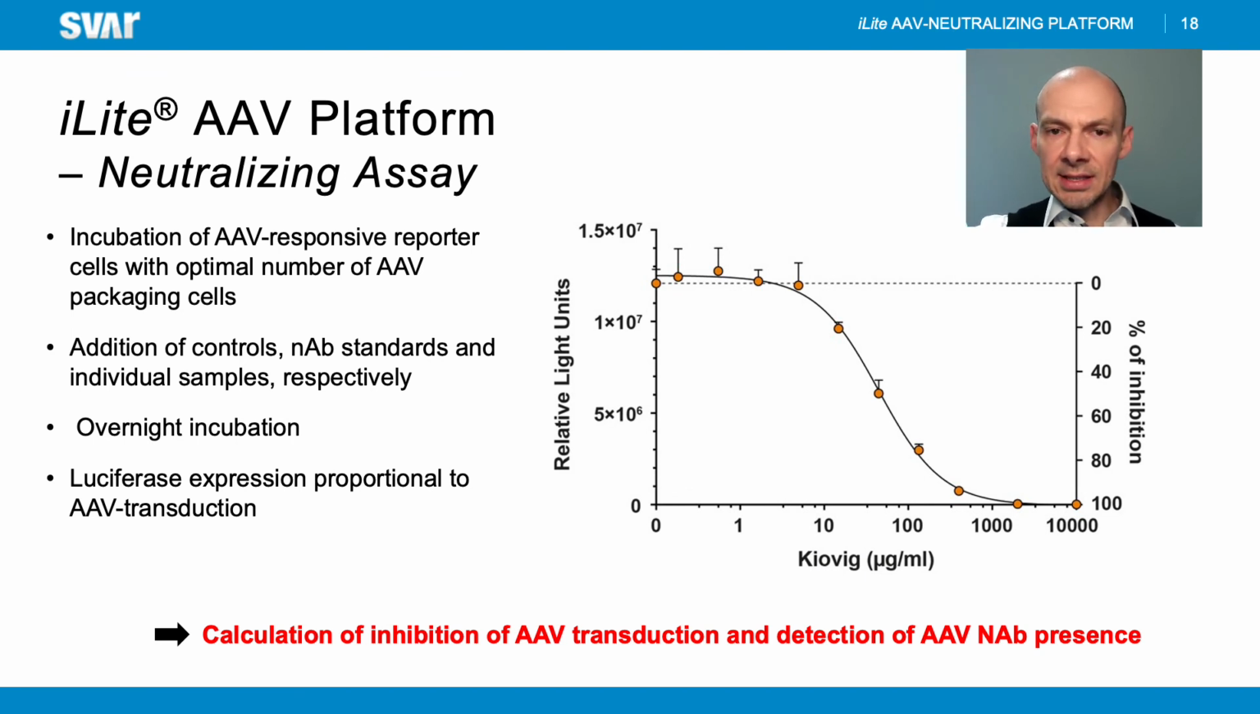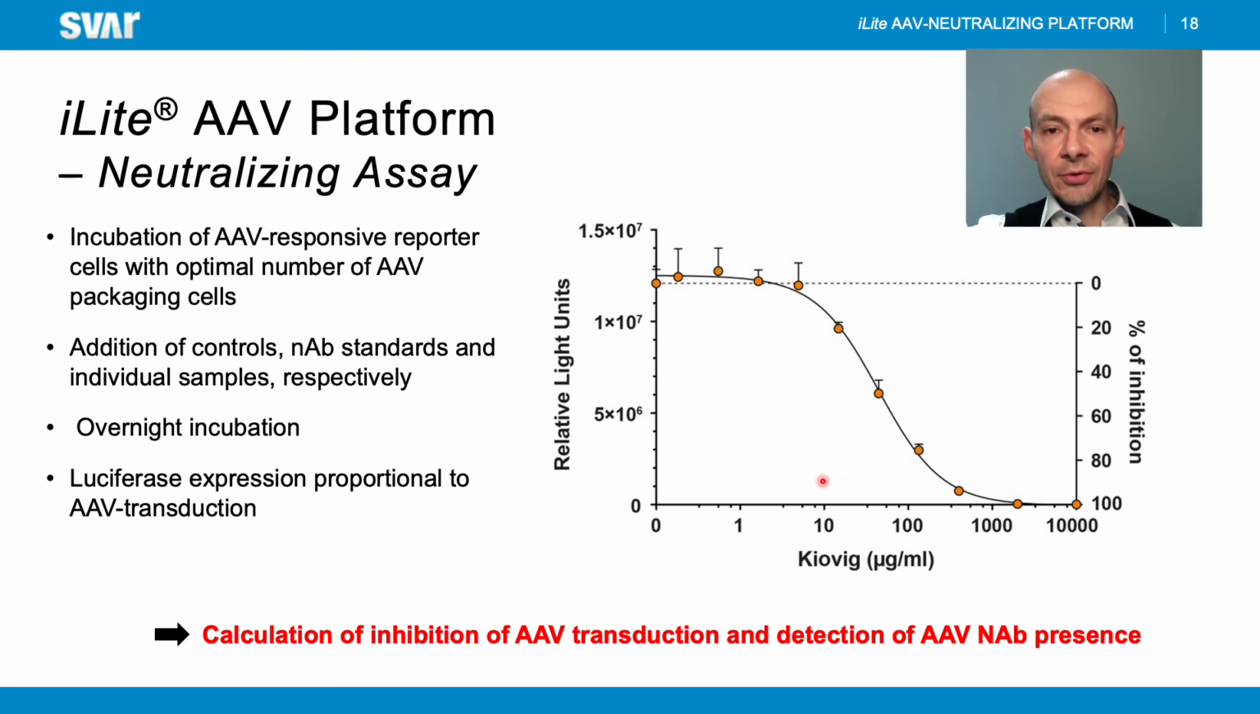The neutralizing standard is a pooled human serum, which is depleted from human IgG. This depleted serum is used as matrix. Enriched and characterized IgG, it is the approved drug known as QVIC, is spiked into this matrix in increasing concentration. Since QVIC is a pool of IgGs from many different people, it naturally contains AAV neutralizing antibodies.